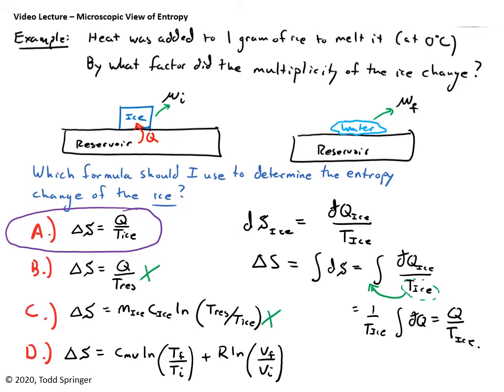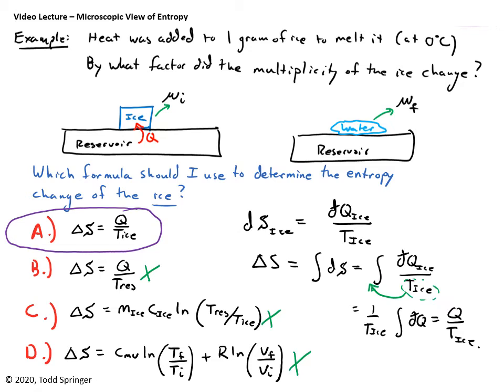So in some cases, like if the ice is heating up, I can't pull the T ice outside of the integral, and then I end up with dT over T, and I end up with that natural log. So this third one, choice C, is if there's heating going on, but there's no heating here, it's just melting. The last one you can't use because it's for an ideal gas.